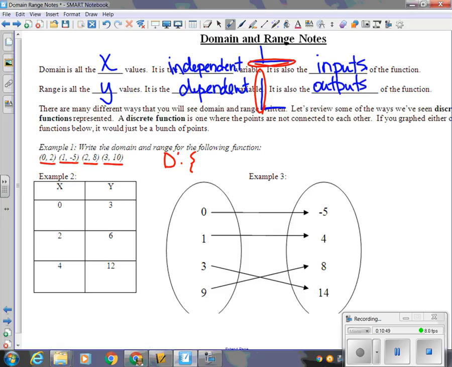Okay, from my first parenthesis, which one's the domain number, 0 or 2? 0. So 0 is a number in the domain, comma. Look at the next number, (1, -5). Which number is in the domain? 1. This is too easy. 2 and what else? 3. Close your braces around your last member of the domain.